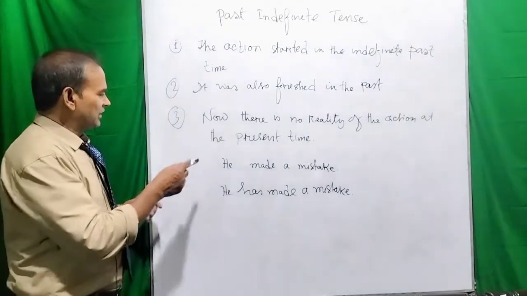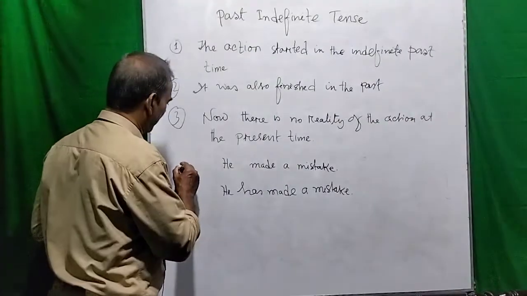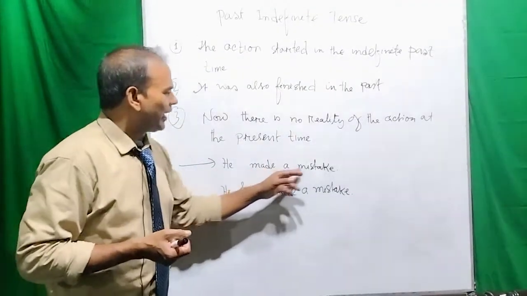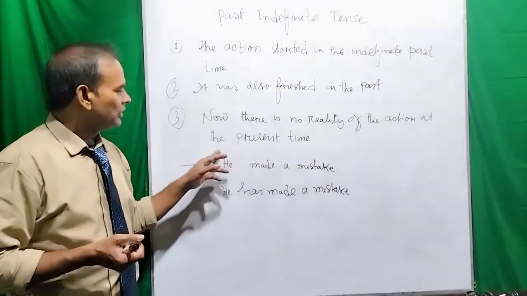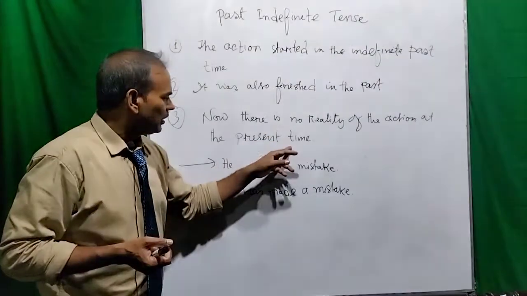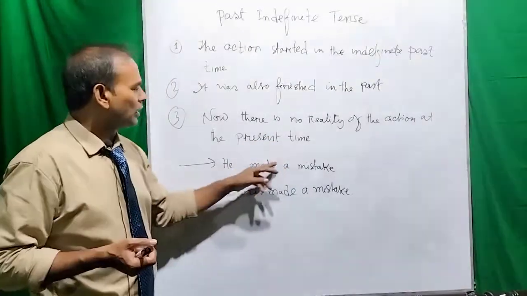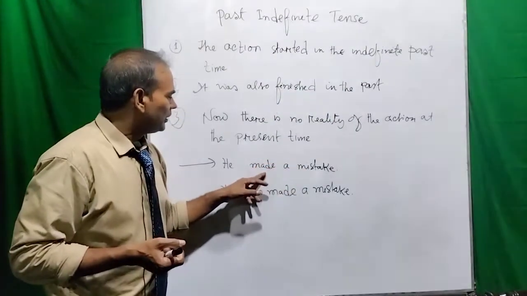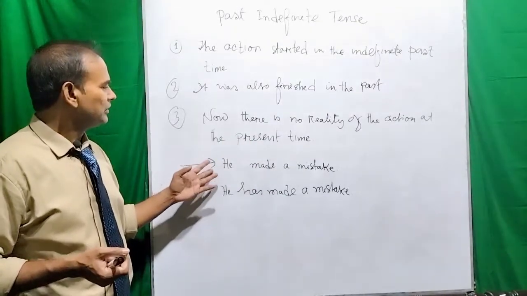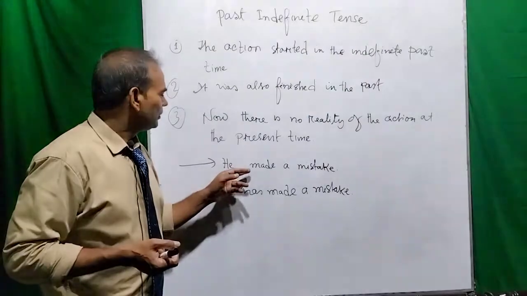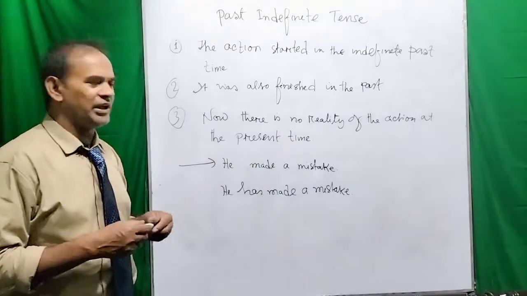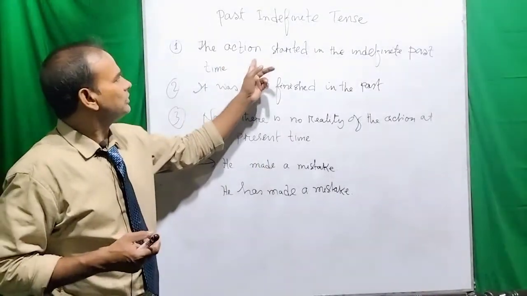So please take a look at this sentence. He made a mistake. What does it mean? He made a mistake. So how long ago did he make a mistake? Or I may ask you the question: when did he make a mistake? There may be a question according to the first rule.